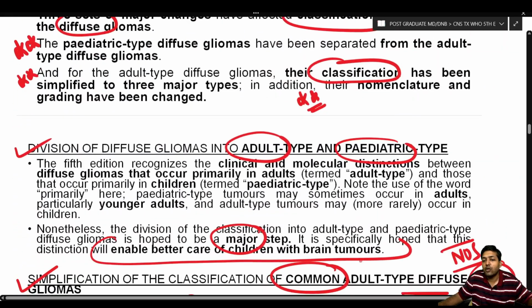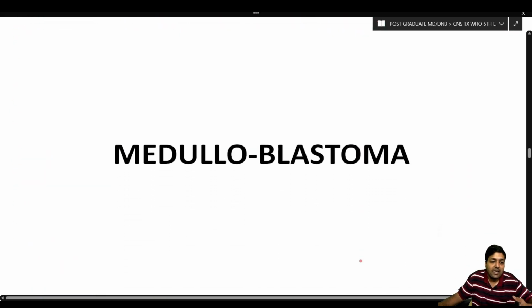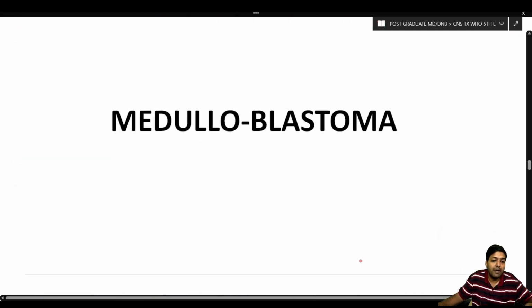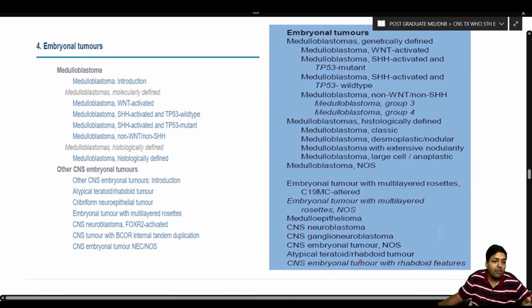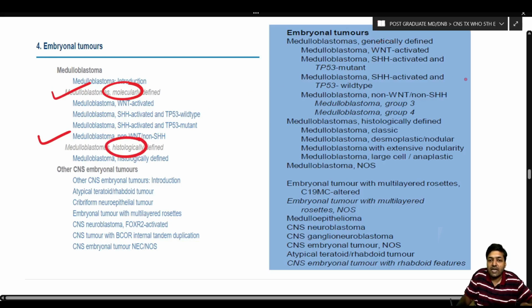Next, a very important group of tumors that we will discuss, wherein we see a lot of changes, is the medulloblastoma. Now in medulloblastoma, most of the things are the same, but many new entities have been introduced and many other entities have been reduced. For example, medulloblastoma molecularly defined and histologically defined is the same as it was in the 4th edition. So this one is the 5th edition and this was present in the 4th edition.